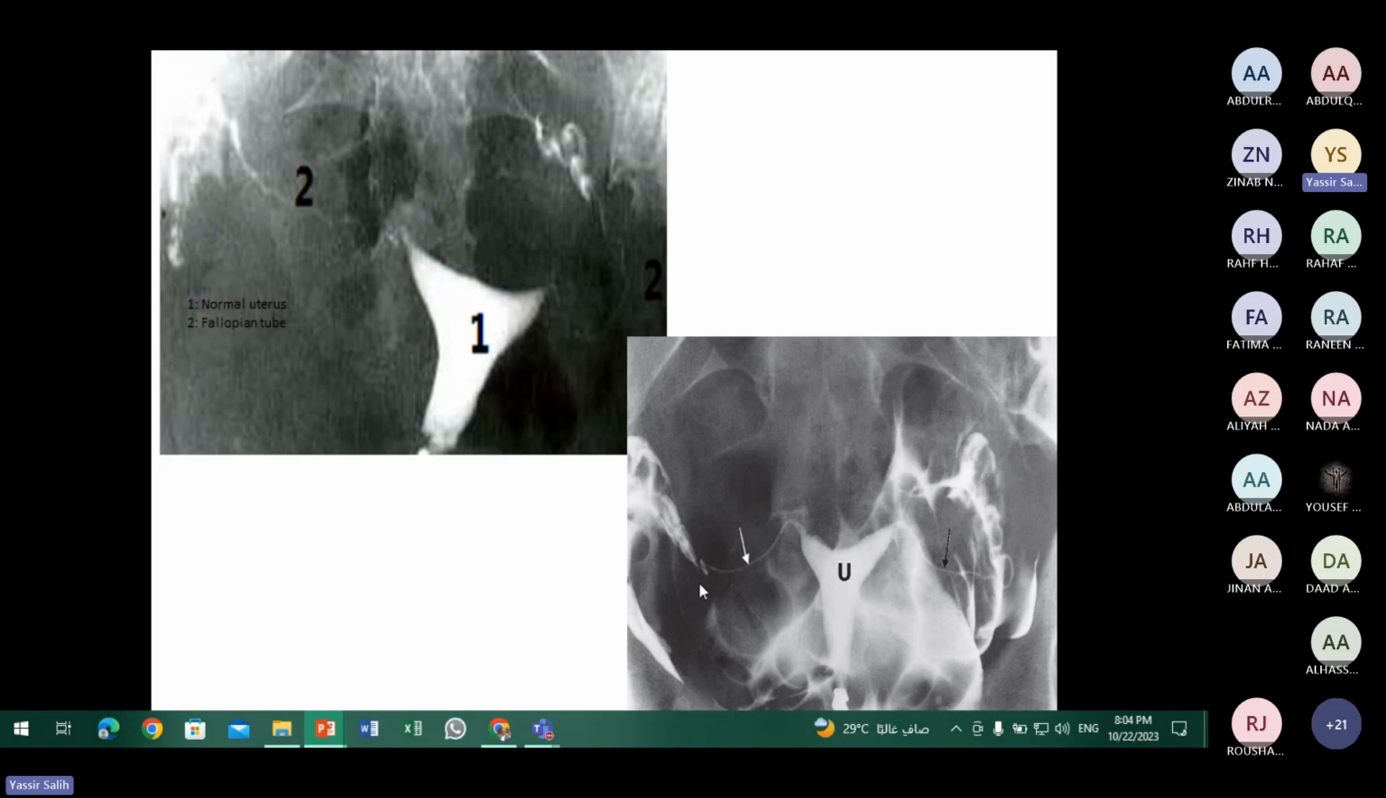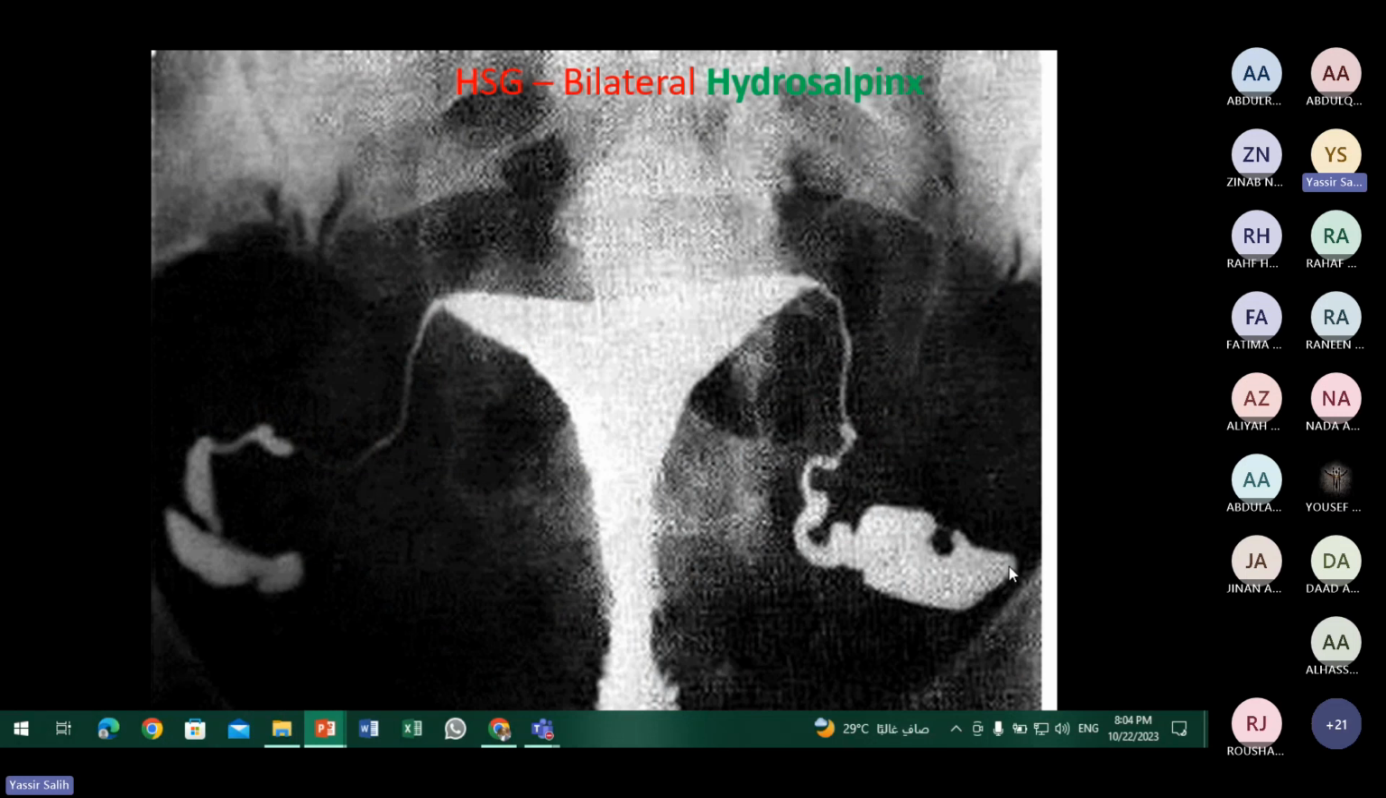There is no free spill here, and here there is no spill. And if it is blocked here, certainly the contrast cannot pass, so dilatation must occur. That is why it became dilated, because it is blocked. So here it is blocked. There is no free spill of contrast and the fallopian tube is dilated. If the fallopian tube is dilated, what is the term used for describing a dilated fallopian tube? Hydrosalpinx. This is bilateral hydrosalpinx, with bilateral blockage of the fallopian tubes and no peritoneal spill of contrast. No contrast is spilling, why? Because they are blocked.